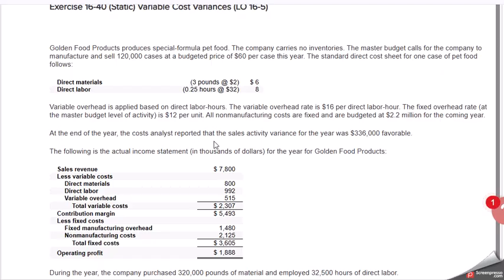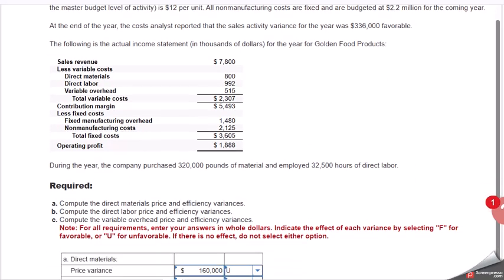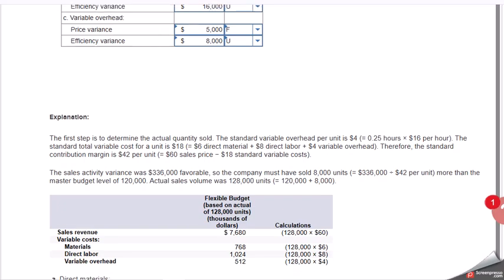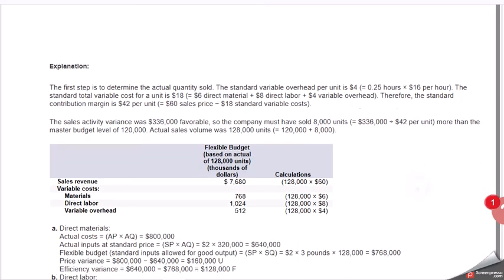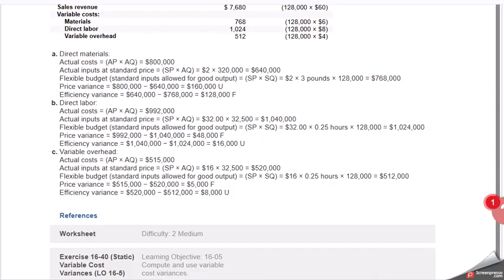At the end of the year, the cost analyst reported the sales activity variance was $336,000 favorable. And then they give us the actual income statement down below. So they want us to break it all out, again, based on the different efficiency variances. So if we come down here and look at these, I think this is the best thing to look at.